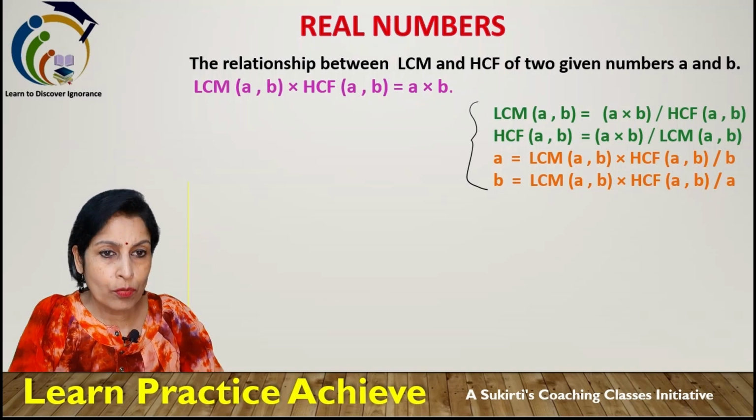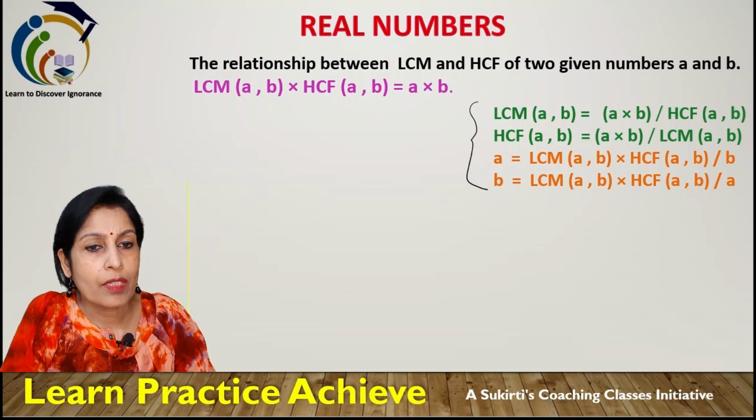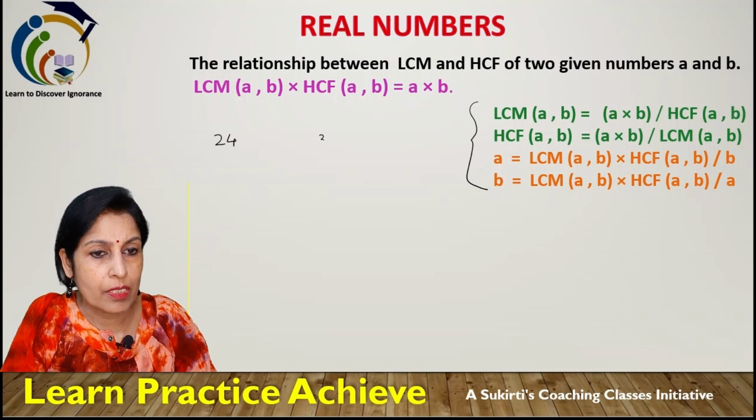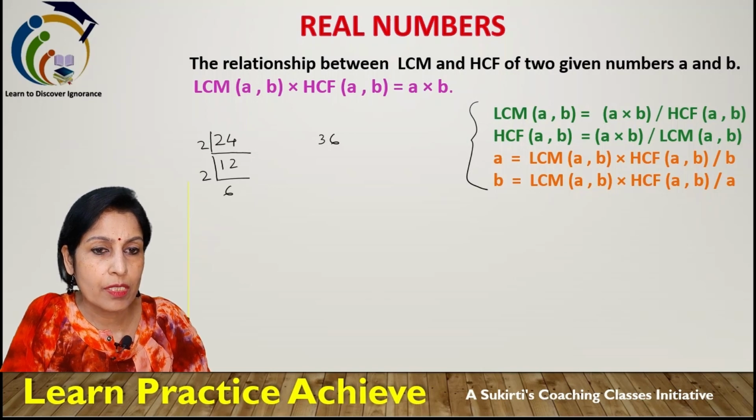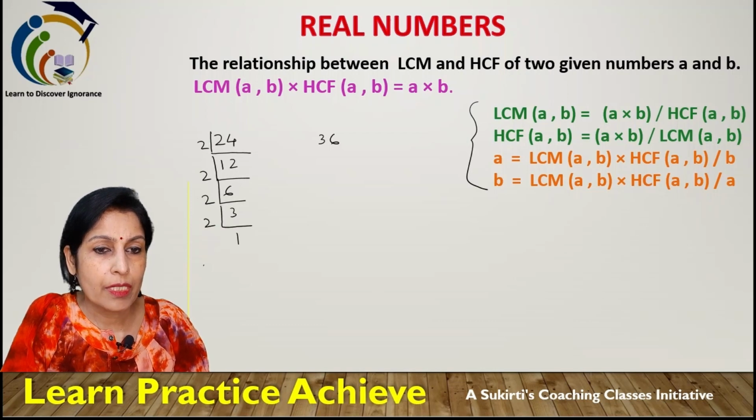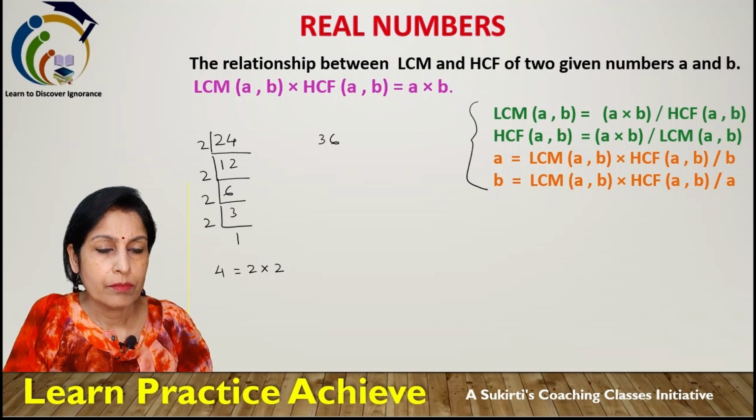Okay. So to solve this or to prove this, let us take two numbers, suppose 24 and 36. Okay. Let us find out the prime factorization of these two numbers. So 2, 12, then 2, 6, then 2, 3, then 2, 1. So the prime factorization of 24 is equal to 2 into 2 into 2 into 3, that is equal to 2 to the power 3 into 3 to the power 1.